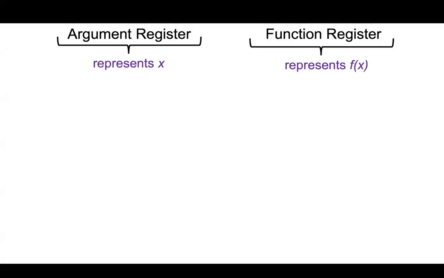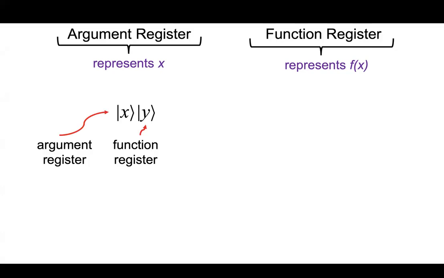Instead, to overcome this problem, we will have two different qubit bundles. One we refer to as the argument register, and the other the function register. The argument register stores the value of x, while the function register is where the value of f of x is stored. This is how we represent them as kets.